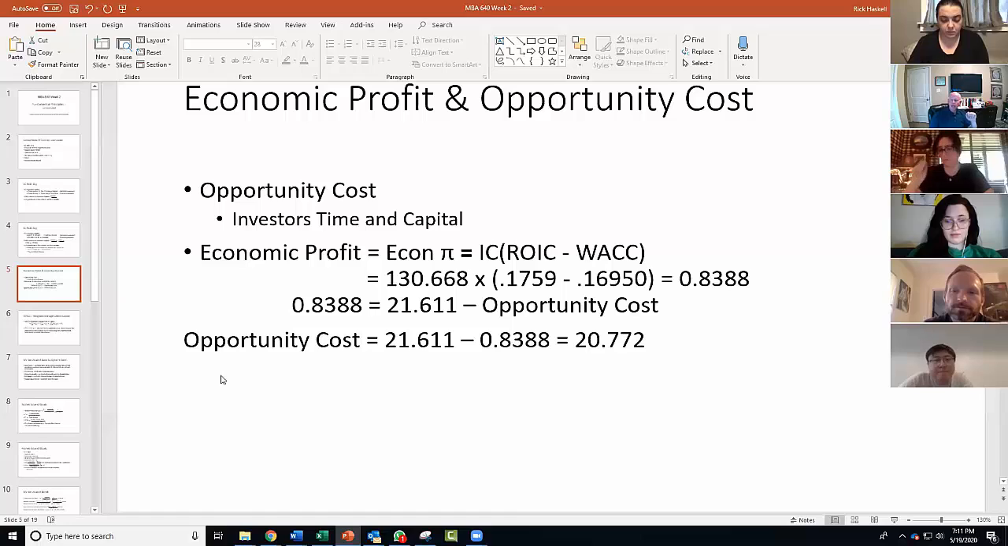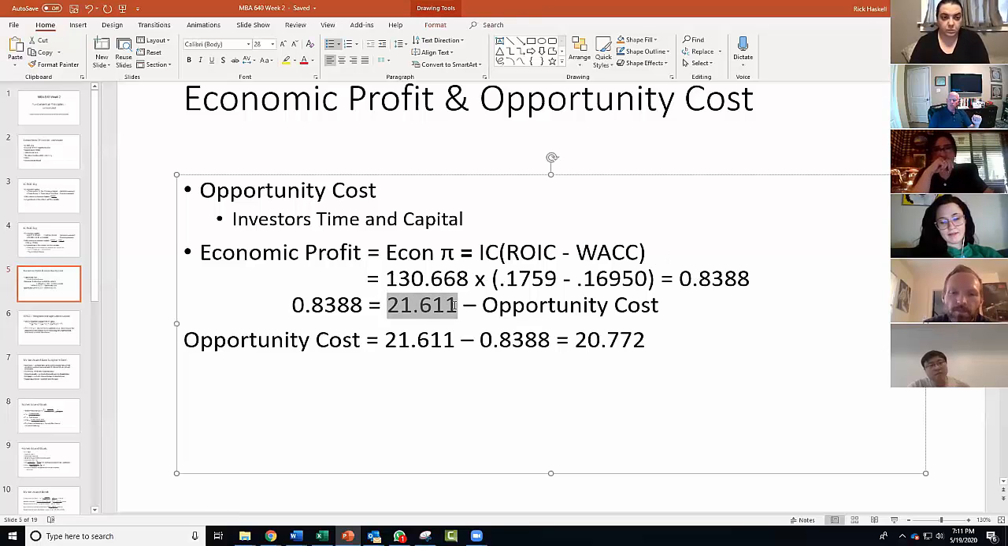Oh, excuse me. I remember. Okay, so we came up with this economic profit of 0.8388 by using this equation. Well, I know that if that's the economic profit, I know that my accounting profit minus my opportunity cost is my economic profit. Okay, I gotcha. So in this case, the 21.611 was my accounting profit. And so I then use that structure and reverse engineer to calculate my opportunity cost.